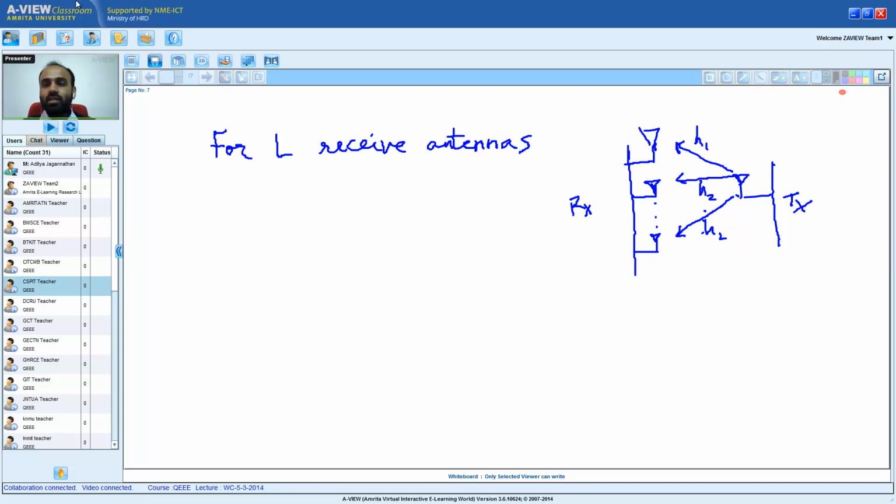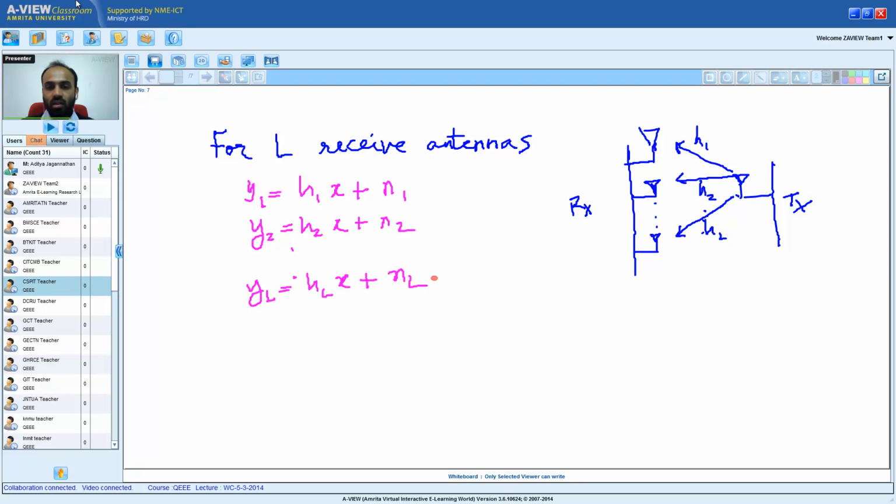Therefore, in this system I have L received signals. I have Y1 equals H1X plus N1. I have Y2 equals H2X plus N2, and so forth. I have YL equals HLX plus NL. Right, so I have an L receive antenna system.